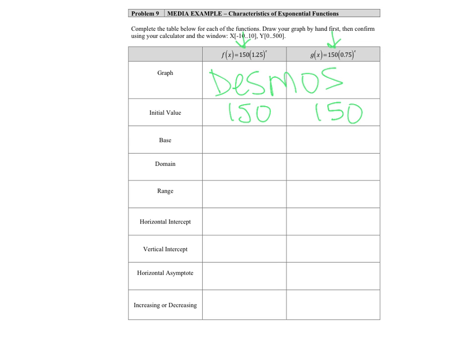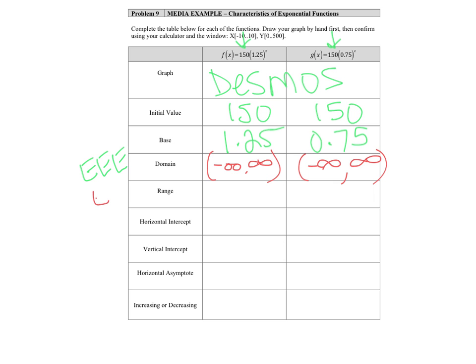The base is also the growth factor. That's the number inside of the parentheses. So for this one, it's 1.25. For this one, it's 0.75. Domain for every exponential function ever is always from negative infinity to positive infinity. So this one, same thing, negative infinity to positive infinity.